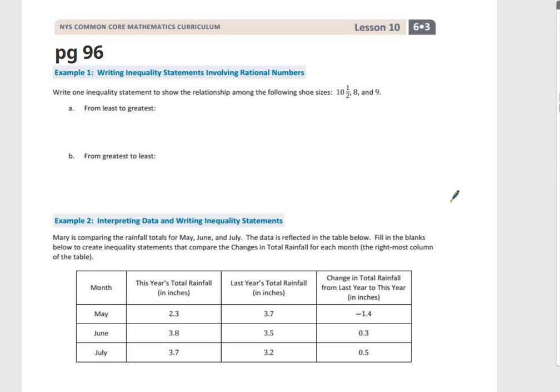And we have an A and a B. So we need to label these or fill them out from least to greatest. Well, we know, what does least mean? Yeah, least means the smallest. So what's the smallest shoe size? 8. And 8 is less than the next one, which is 9. And that is less than 10.5.